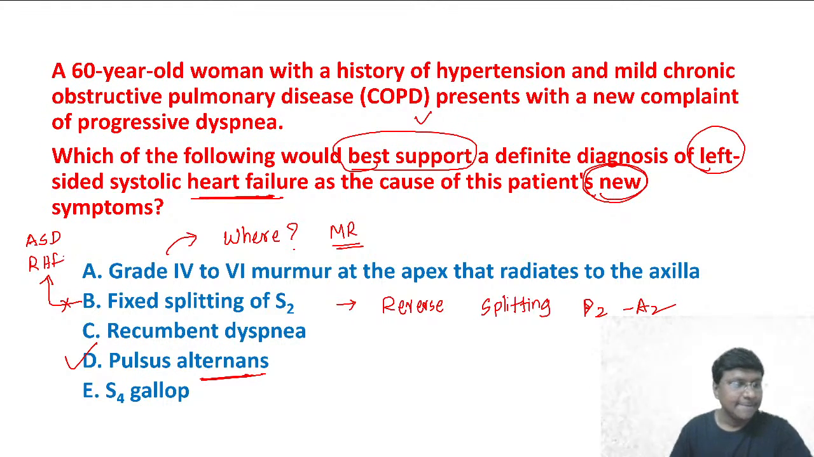Right heart failure. Yes, that is what Rohit Singla, that is what I am telling you. Fixed splitting you can have in case of ASD as well as acute right heart failure. Recumbent dyspnea is not specific for congestive heart failure because recumbent dyspnea can be there even in COPD also. So based on recumbent dyspnea, I cannot tell that this patient is having left-sided heart failure.